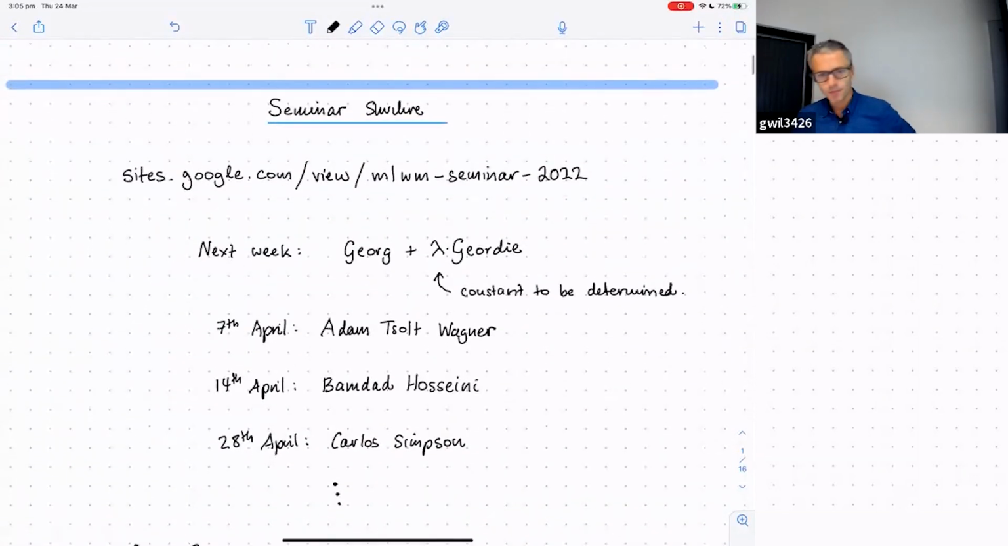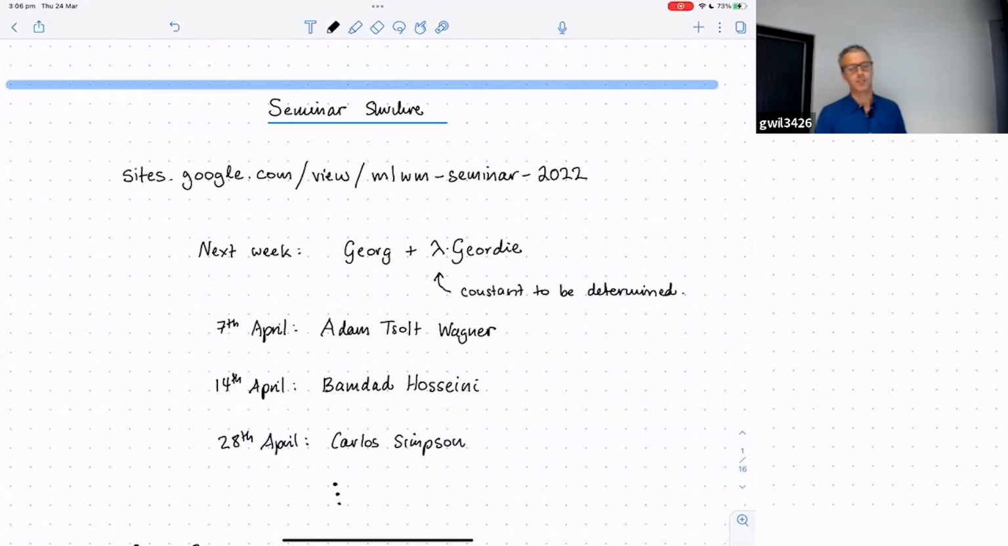So, seminar structure. Next week, there'll be some linear combination of Georg and Geordie, and the constant is yet to be determined. After next week, we move into the talks from experts. We've been trying to give you background, and then the experts will tell us what's really going on. I'm really excited by the lineup. Adam Wagner has done some amazing work using reinforcement learning to construct counterexamples in graph theory. If you want to prepare for his talk, the paper is really beautifully written.